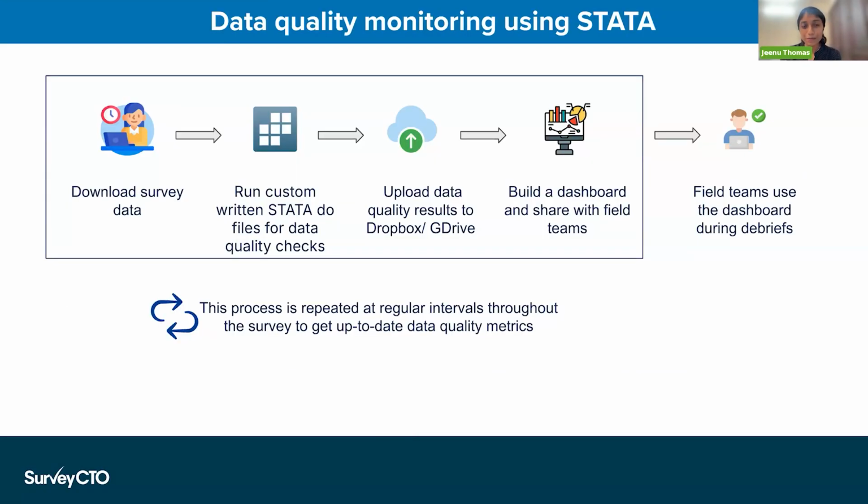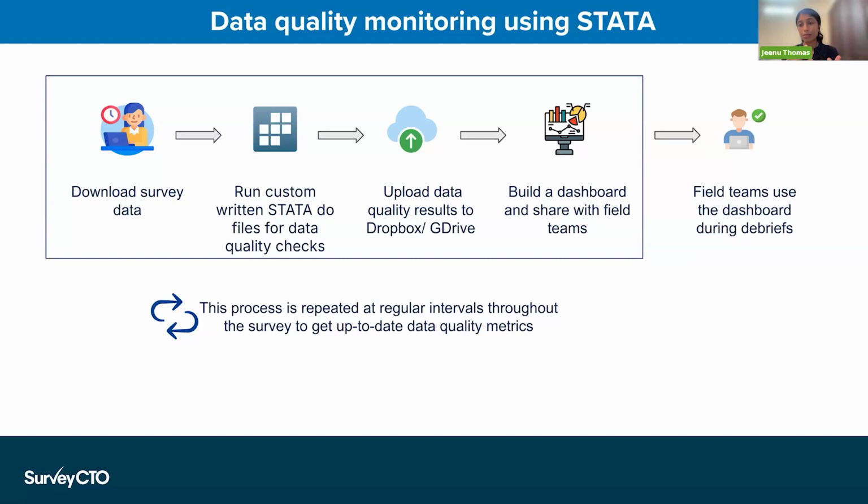So to begin with, the workflow that you see on the screen is probably something you are familiar with. This is one of the many different ways in which you can set up a data quality monitoring process for an ongoing survey. This involves a person downloading data from SurveyCTO, and then you probably have some code written in Stata to perform high-frequency checks and flag submissions that are failing these checks. And then you would like to have a way of communicating the outputs of these checks to the field teams for them to take some course corrective actions.